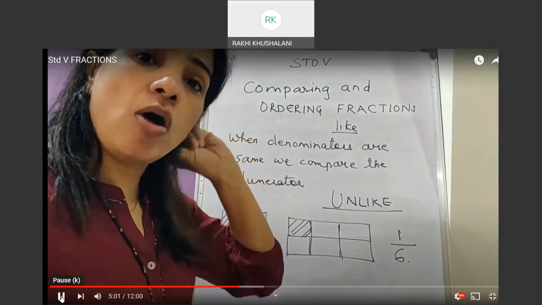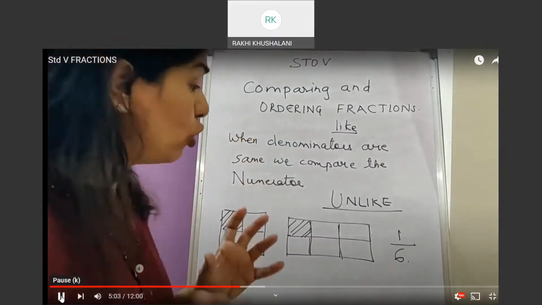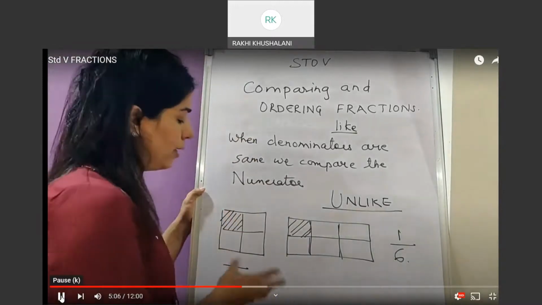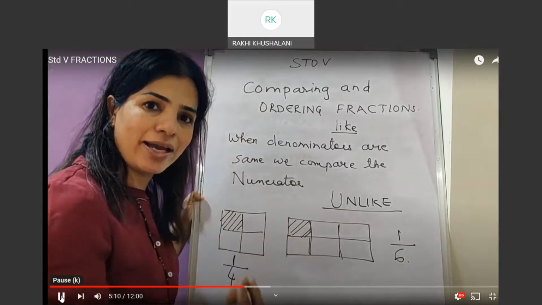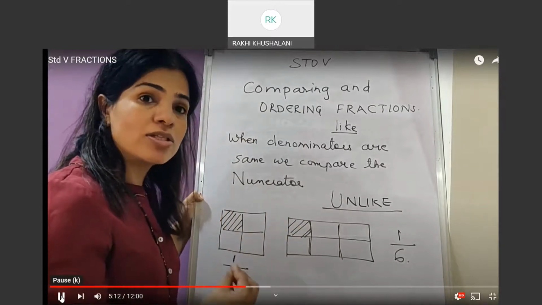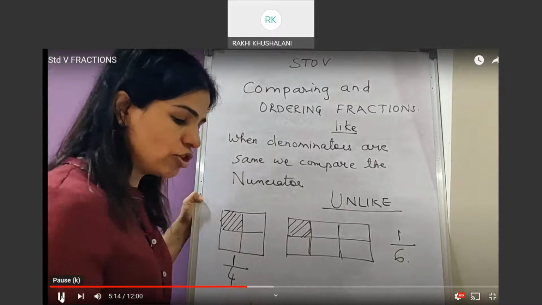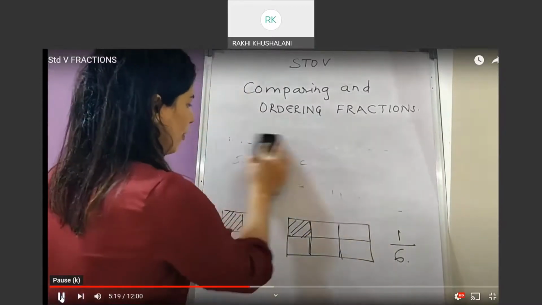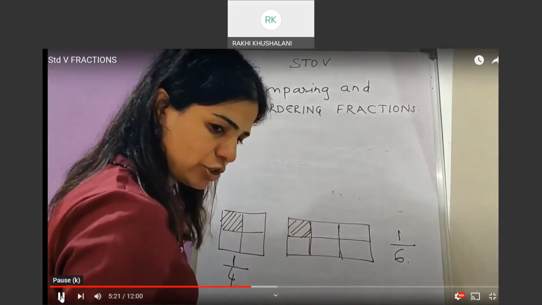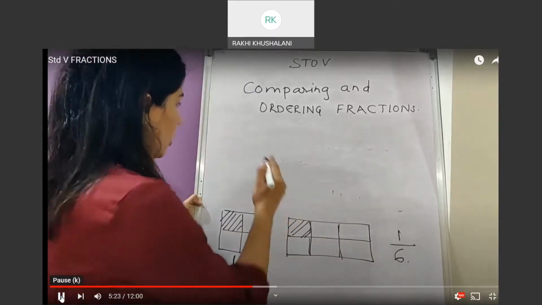Now, how will the comparison take place? You have to understand by looking: which of my pieces is going to be bigger, and which will be smaller? Now just carefully see here. I'm removing this particular part from here and I will show you the calculation here.